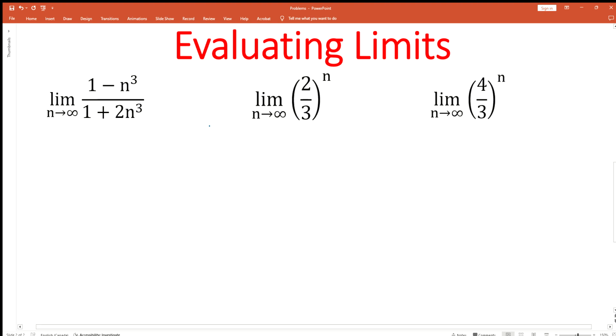In this video, we'll evaluate these three given limits. Let's start by evaluating the first limit. Limit n approaches infinity, 1 minus n cube over 1 plus 2n cube.